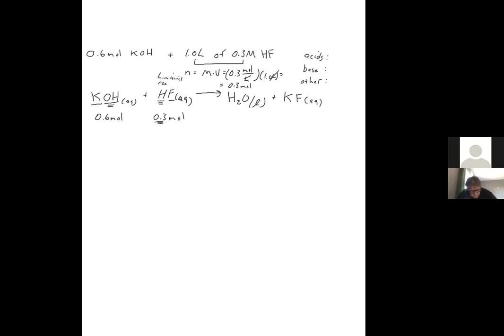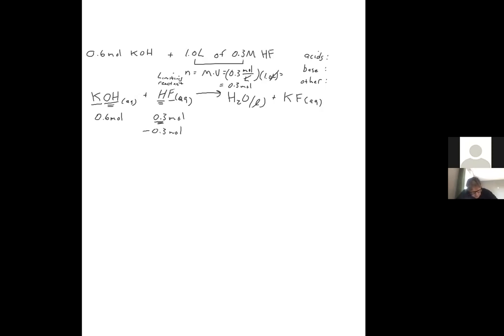right? Again, you use those analogies like a sandwich. If we had 6 slices of cheese, but we only had 3 slices of bread, you can't get 6 sandwiches out of that, right? There's a limit from one of these reactants. So the HF is a smaller amount, so it's the limiting reactant. So that means that what's going to happen is it's going to react completely.